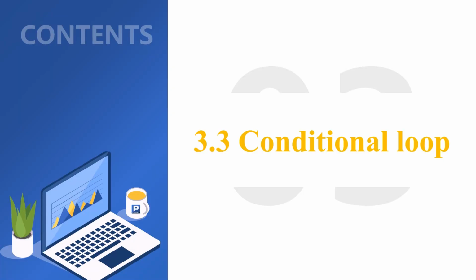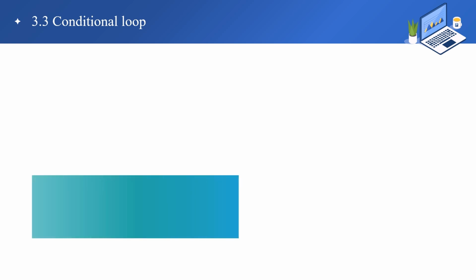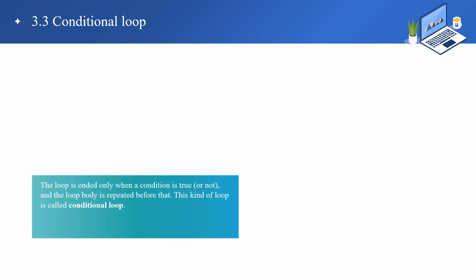Section 3. Conditional loop. For n and for ab are both loops with definite number of cycles, but sometimes we don't know how many times to loop. The loop is ended only when a condition is true or not, and the loop body is repeated before that. This kind of loop is called conditional loop. In fact, for n and for ab can also be understood as such a loop, that is, ending the loop when the loop variable exceeds n and b. Exceeding here does not necessarily mean greater than. Conditional loop is a more general form of loop.